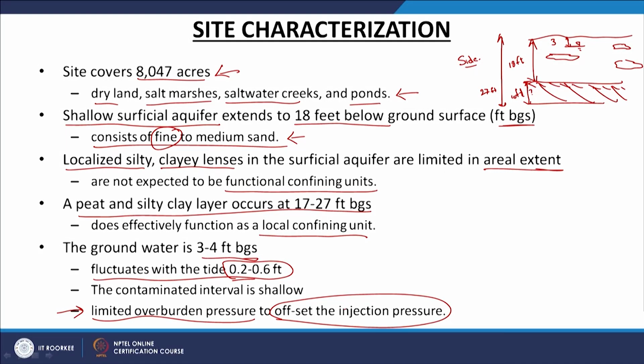permanganate. Now, if you need to inject it to greater depths, there will be a greater overburden pressure, and if you want to let it transport laterally, you will obviously need to inject it at higher pressure. But here it is shallow, and thus the overburden pressure is not high, thus requiring less injection pressure. That is one particular aspect to keep in mind.